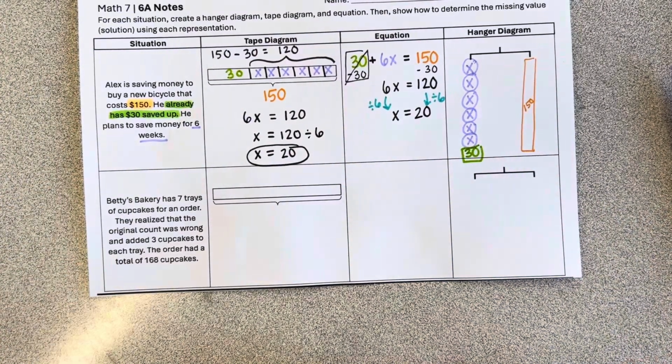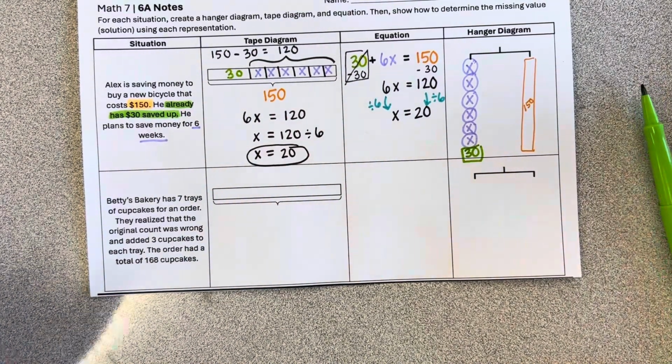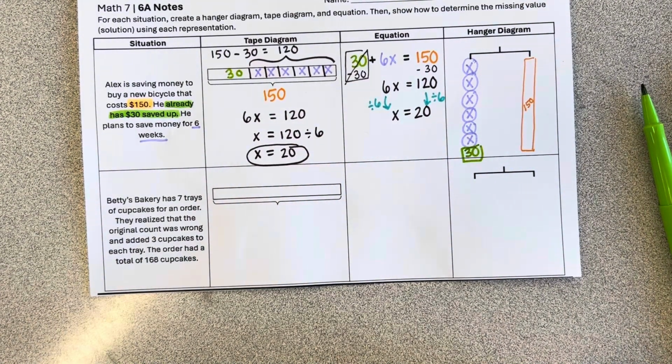Betty's Bakery has 7 trays of cupcakes for an order. They realized that the original count was wrong and added 3 cupcakes to each tray. The order had a total of 168 cupcakes. So I know that they have 7 trays of cupcakes, but I don't actually know what's on each tray of cupcakes. So that original amount is what we do not know.